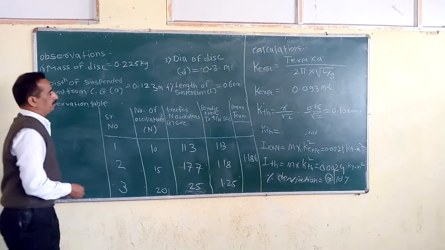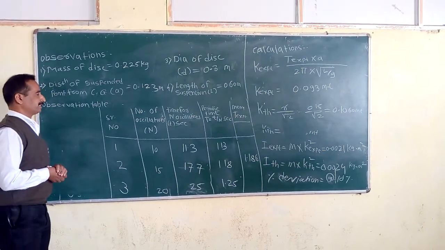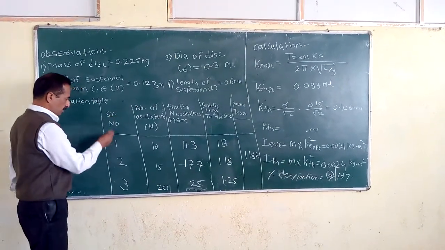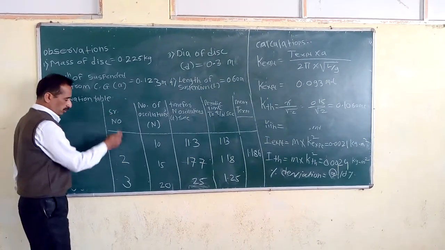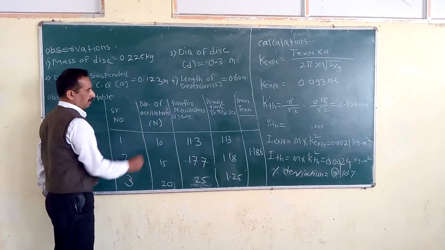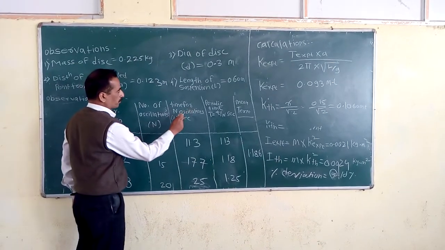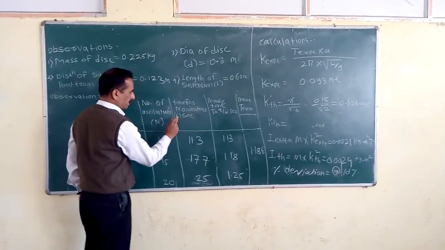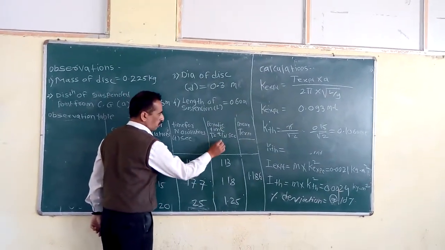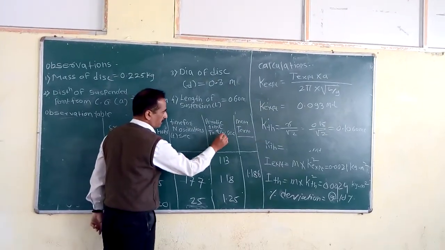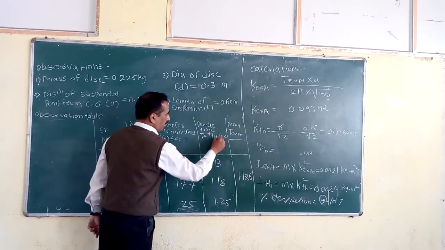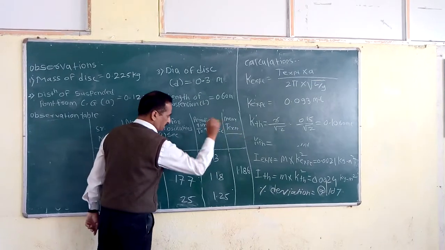After this initial information, next is the observation table. For the accuracy purpose, we are going to take 3 readings. First, the number of oscillations N, then the time required for n oscillations, that is small t in seconds. Then the periodic time or time period for one cycle, that is T equal to t upon n. And finally we have calculated the mean of T, that is T experimental.